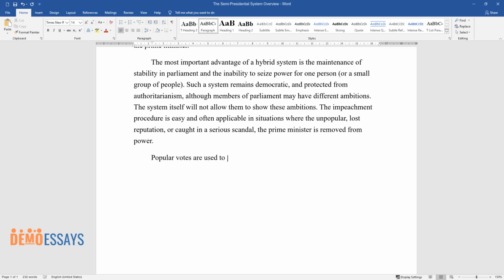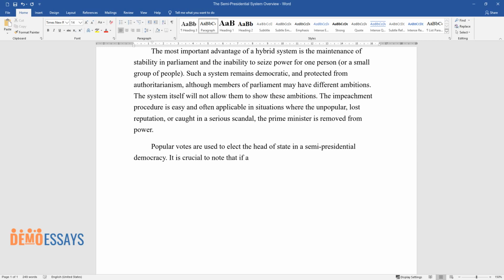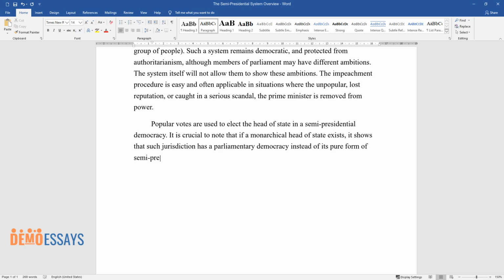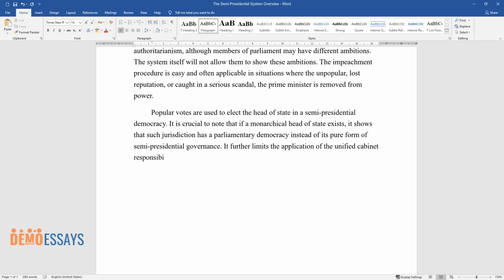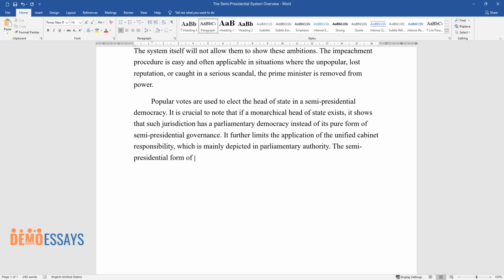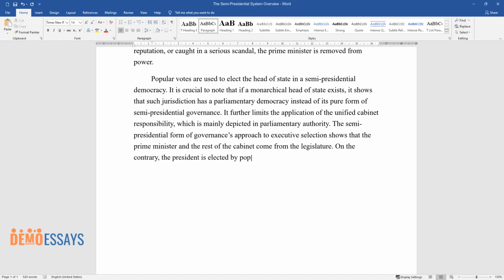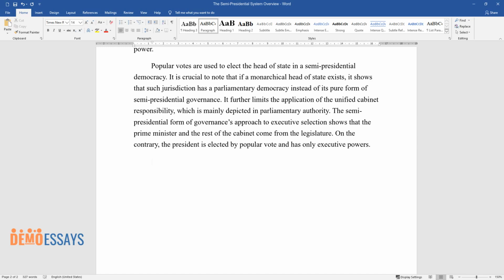Popular votes are used to elect the head of state in a semi-presidential democracy. It is crucial to note that if a monarchical head of state exists, it shows that such jurisdiction has a parliamentary democracy instead of its pure form of semi-presidential governance. It further limits the application of the unified cabinet responsibility, which is mainly depicted in parliamentary authority. The semi-presidential form of governance's approach to executive selection shows that the prime minister and the rest of the cabinet come from the legislature. On the contrary, the president is elected by popular vote and has only executive powers.